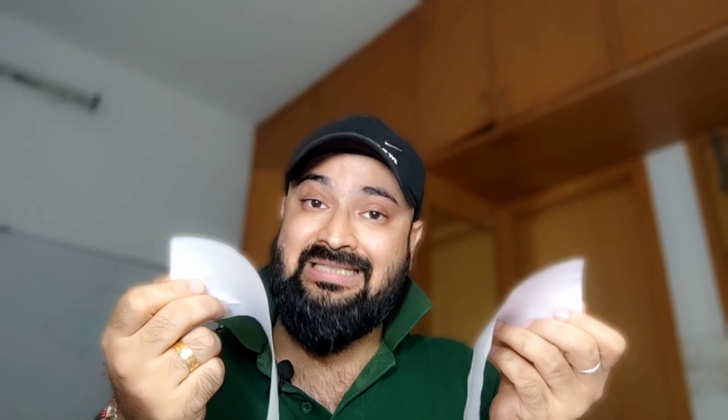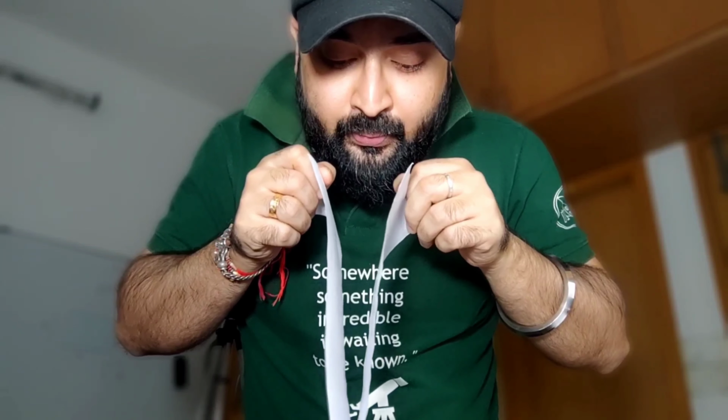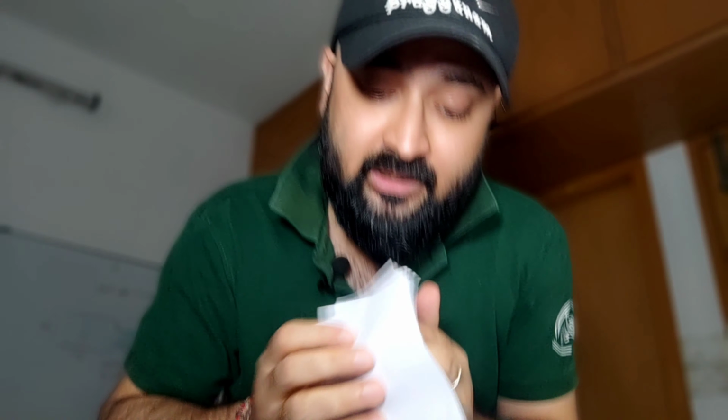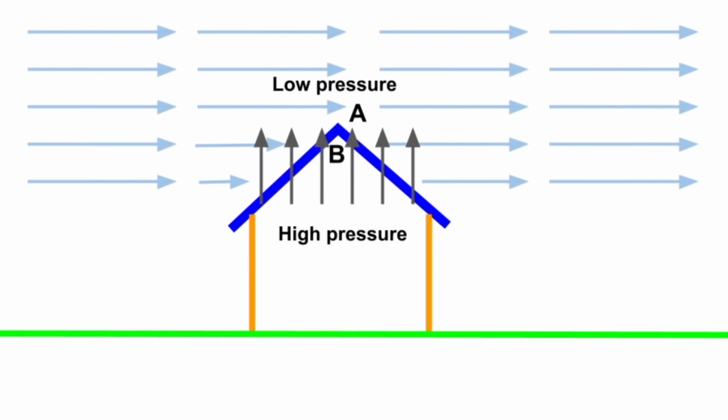If I blow air in between these two pieces of paper, common sense tells that the two pieces of paper will move apart. Let's see what happens. As I blow, these two pieces of paper come closer. Now this phenomenon is also explained with the help of Bernoulli's principle. You might have learned that the phenomenon of rooftops going off during hurricanes can also be explained with the help of Bernoulli's principle. Now let me tell you that all these demonstrations are wrong.